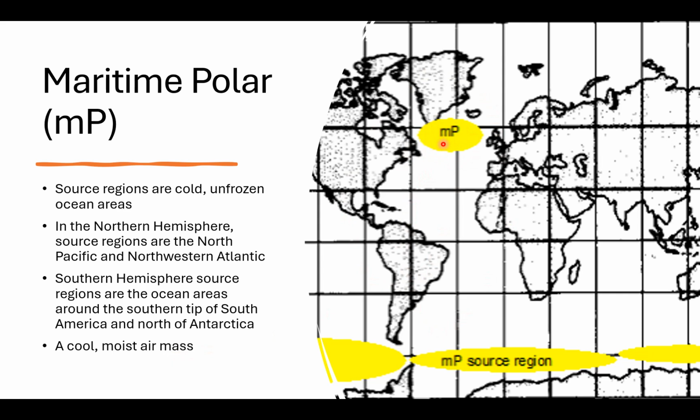So let's look at this graphic here on the right. Anywhere where you see the yellow shading is where maritime polar air masses generally form. These are their source regions. So the northwest Atlantic, southeast of Greenland, southwest of Iceland. If you go to the southern hemisphere, you see it right here. The southern tip of South America has maritime polar air masses, as well as this area just to the north of Antarctica.